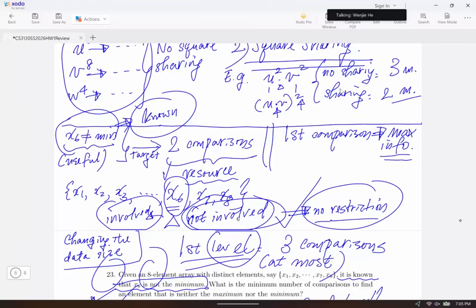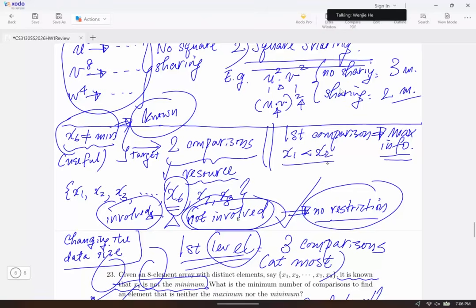Yeah, because there is some interference, right? No information and a new comparison result, there is some kind of interference you need to consider. So the gain is not the maximum. So for that reason, in our first comparison, we will select arbitrary two elements other than x6. Let's say x1, x2.